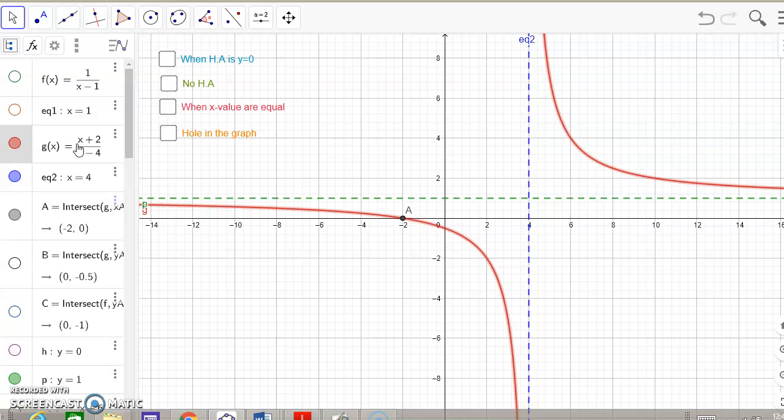x-intercept. And then, of course, the y-intercept: if you cancel out your x's, make them 0, you have 2 divided by -4, which is -1/2. And so our y-intercept would be -1/2.